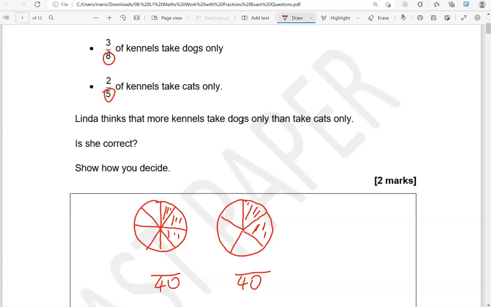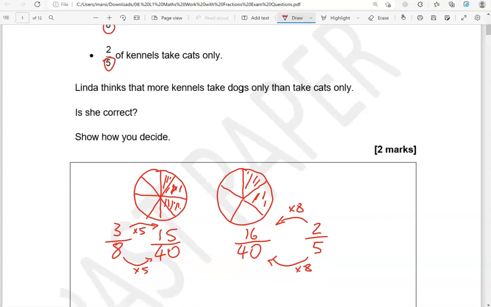So if I cut this into 40, then the highlighted area will be equal to 15. Because to get from 8 to 40, I've multiplied by 5. So to get from 3 to this number, I need to multiply by 5 as well. That's why it's 15. And similarly, the 2/5 that we have, to get from 5 to 40, I've multiplied by 8. So I'll multiply 2 by 8 as well to get 16. Now we can compare which one is greater. 16/40 is greater than 15/40. 16/40, that is 2/5. So that's the kennels that take cats only.